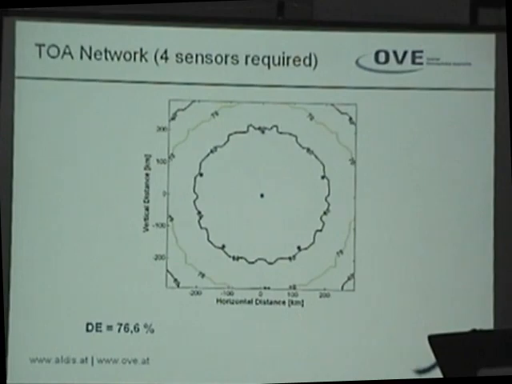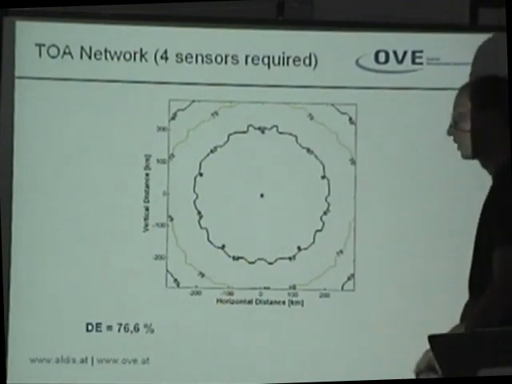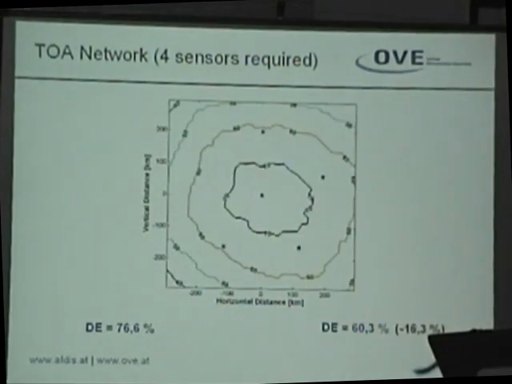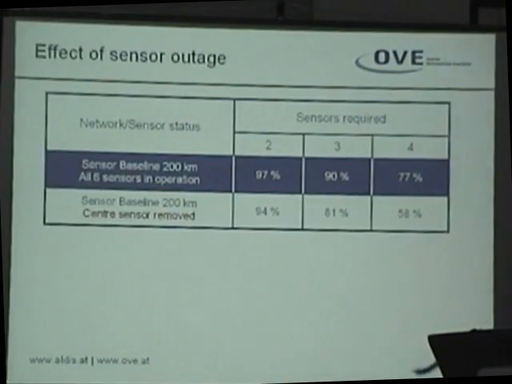If I do the same for the time of arrival network and they require 4 sensors, you are automatically, even if all the sensors are working, down to 77%. And if you remove a sensor, the decrease is even worse than before, not only 2% but 16%, because every sensor in this network is required. So a sensor outage in a time of arrival network really has a dramatic effect on the network performance.